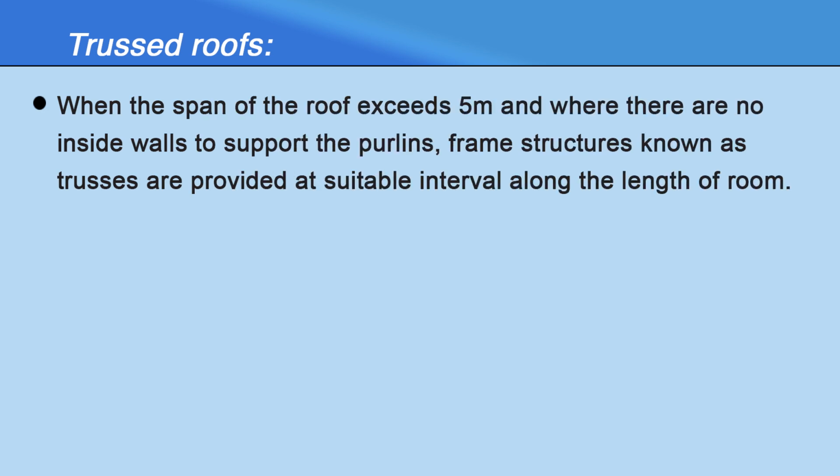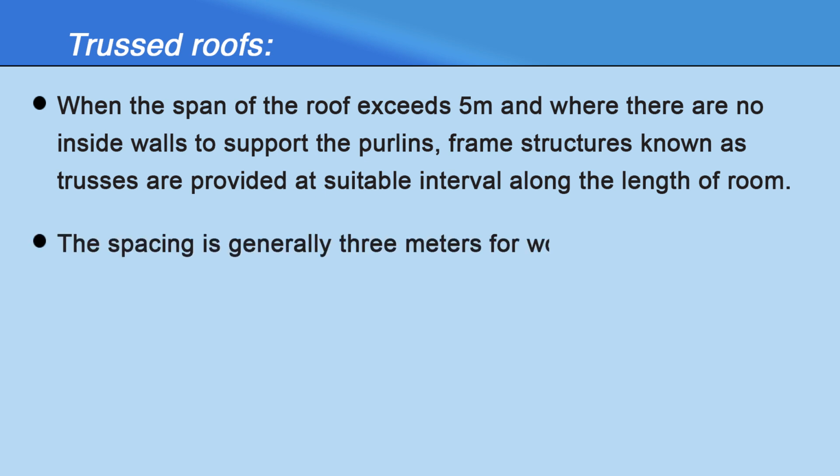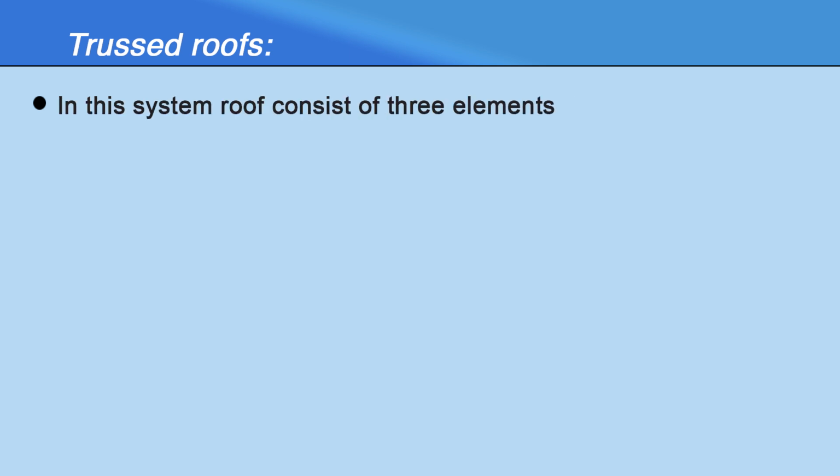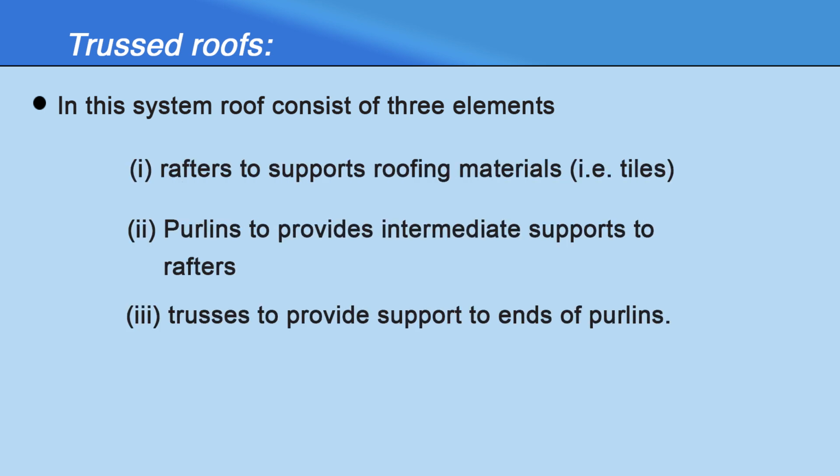Next, truss roof. When the span exceeds 5 meters, where there are no inside walls to support the purlins, frame structures known as trusses are provided at suitable intervals along the length of a room. The spacing is generally 3 meters for a wood truss. This roof system consists of 3 elements: rafters to support the roofing material, purlins to provide intermediate support to rafters, and trusses to provide support to the ends of the purlins.